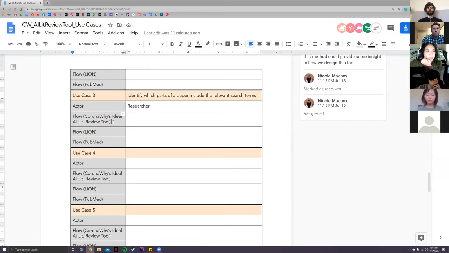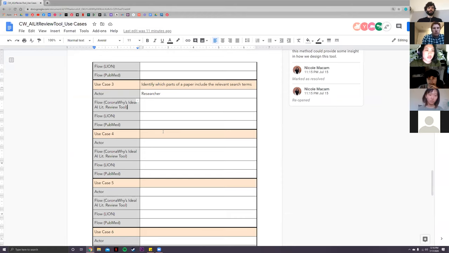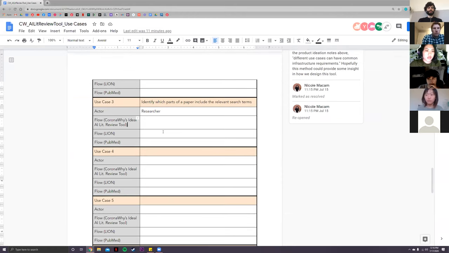I think we're good. This is pretty much the structure that we need to utilize to organize that user research group. And maybe since you, Nicole, have the most context here, you can basically prompt that.